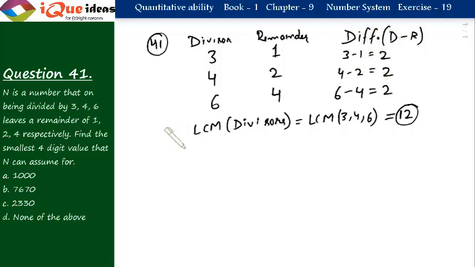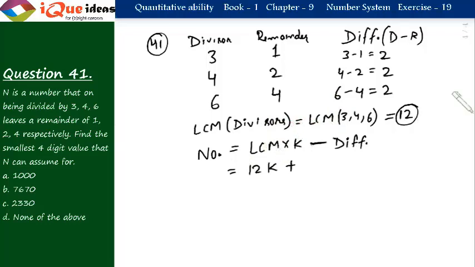Now, whenever the difference of divisor and remainder is the same, we can take our required number to be LCM times something minus the difference. So our number is of this structure, 12k minus 2. Now what do we need to do? We need to find the smallest 4-digit number. The smallest 4-digit number with the structure of 12k minus 2 would be very close to 1000, right?